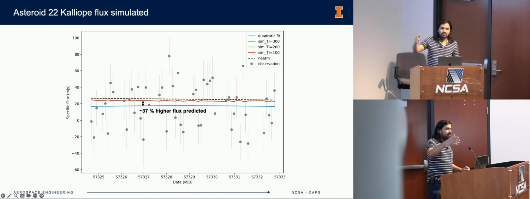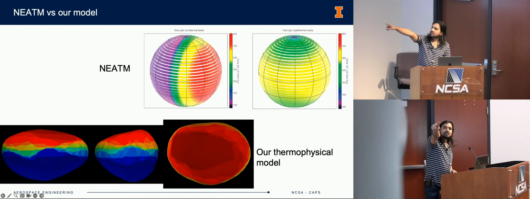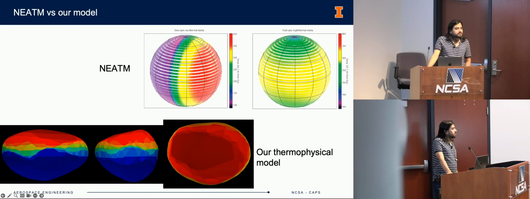The asteroid is rotating, so I'll show that in the next slide. The shape really changes depending on where you see it from, and that's causing those small bumps.